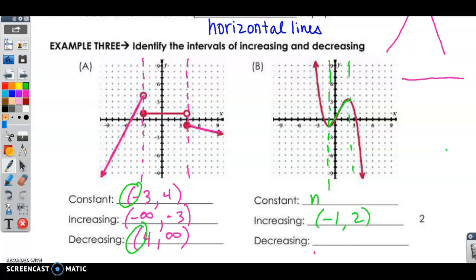I don't see any constant. And decreasing, we've got two parts, so we're going to have to go from negative infinity to negative 1. And there's your first, in union with the second part in red. Here's the second part, which goes that direction. So let's see, the x values that we're looking at here in the domain, 2 to infinity. There we go.